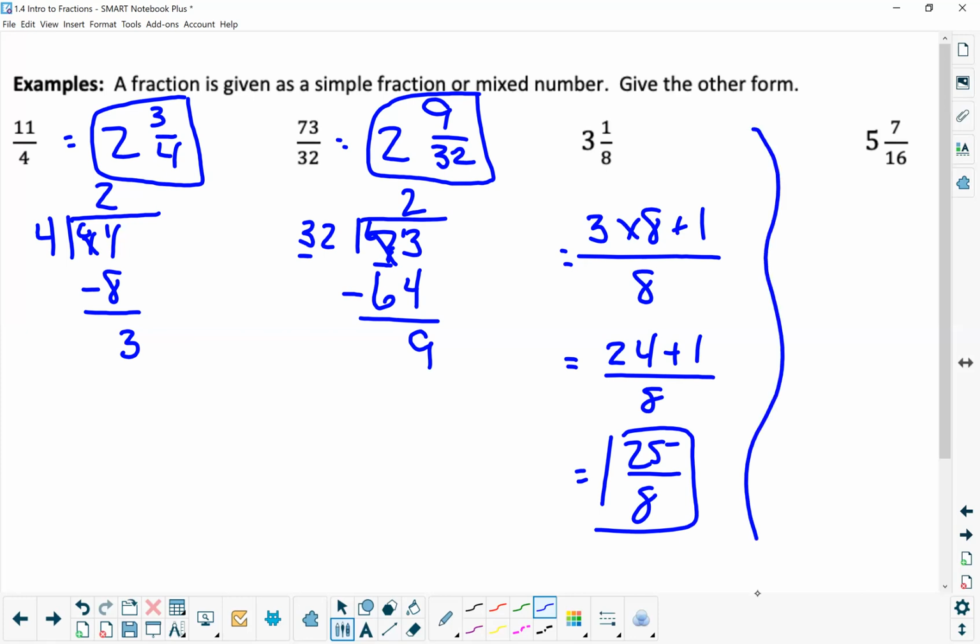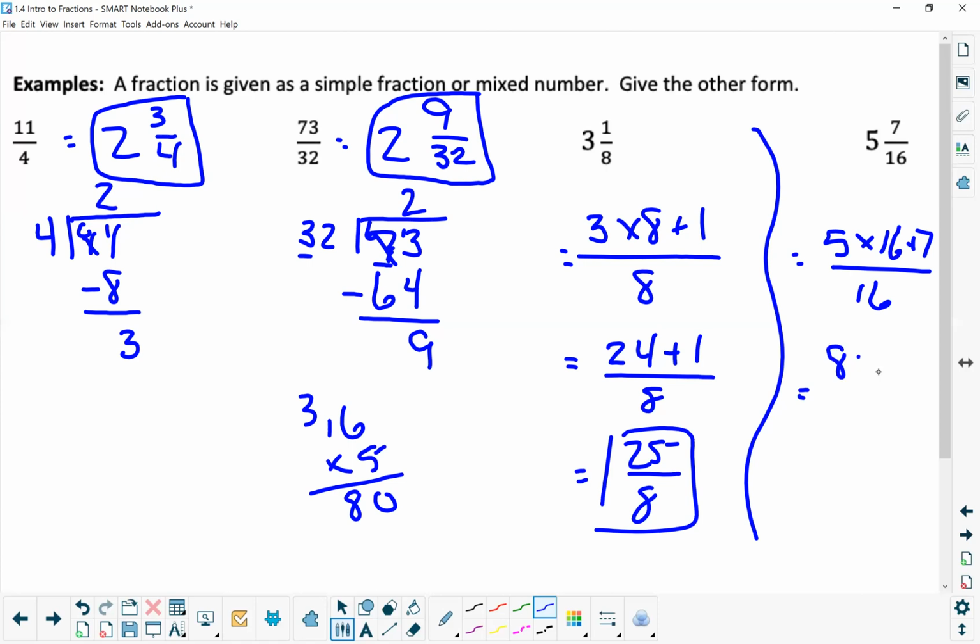Same process with the fourth one here. We're going to take 5 times 16 plus 7 all over 16. 5 times 16. Well, if you're not sure 5 times 16, do that over here. 5 times 6 is 30. 0, carry the 3. 5 times 1 is 5, plus 3 is 8. So 5 times 16 is 80, plus 7 over 16, or 87 over 16.